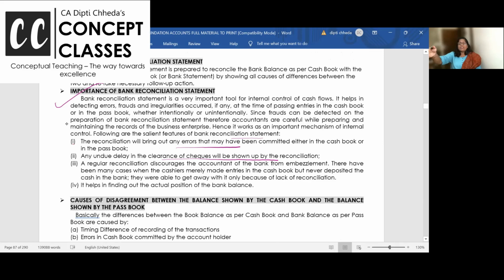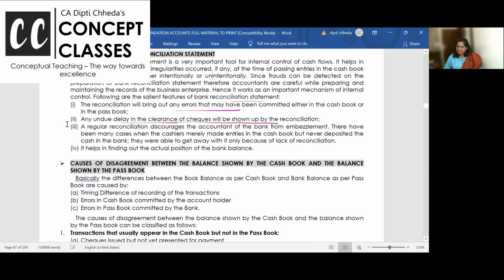Undue delay in the clearance of check will be shown up. Hey, who is Ramesh? Just call him up. Last 2 months we have issued the check to Ramesh and he's not putting it in the bank. Money is not going out. 2 months it is coming in the BRS. After the third month the check will also become stale. Validity for a check is 3 months. So then it helps in bringing out clarity in the business. So if there is any delay in the clearance of check, it can be reconciled.